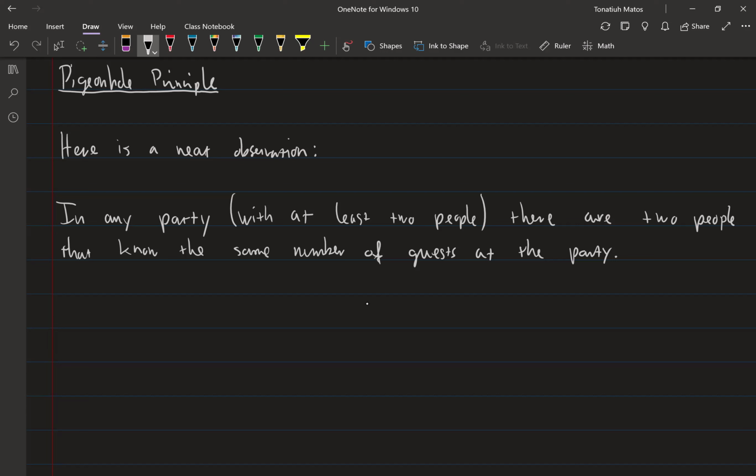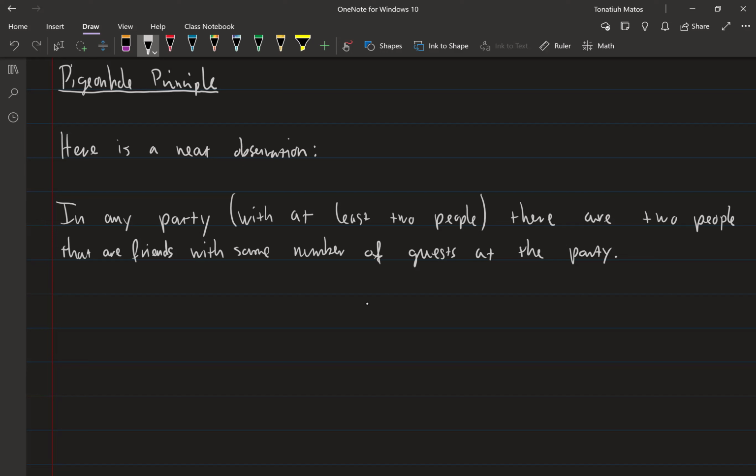Okay, maybe "know" is not the right word. There are two people that are friends. The reason why knowing is not a good relation is because it's asymmetric, right? You can know someone that doesn't know you. So: there are two people that are friends with the same number of guests at the party. Any ideas why this would be true? What are the pigeons and what are the pigeonholes to make this statement true?